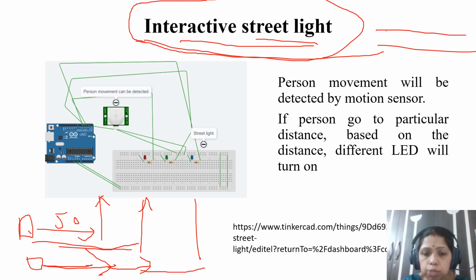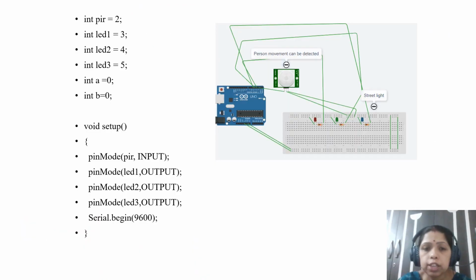Again, the object is moving towards the third LED, the third street light. Then these two LEDs will be turned off and the third LED will be turned on. Okay, in this way you can design the interactive street light. The code I will discuss now. I will open the Tinkercad.